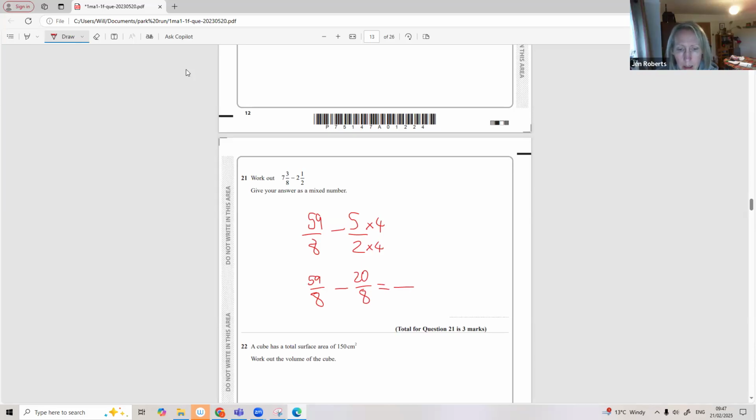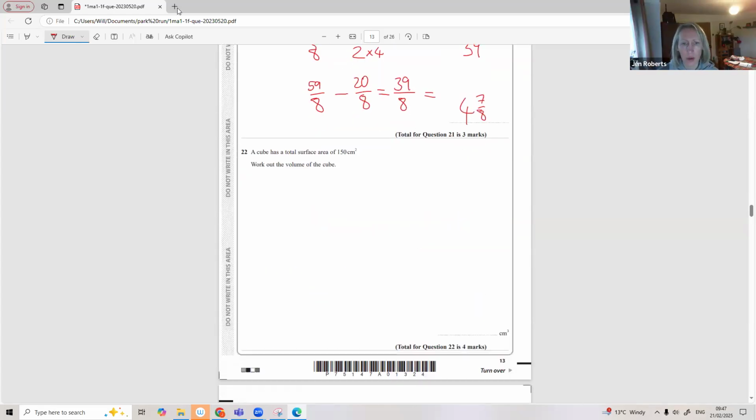Okay, so now we can work it out. Denominator stays the same. What's 59 take away 20? Again, I'm sure you can work this out in your head, but 9 take away 0 is 9. 5 take away 2 is 3. How do we change that into a mixed number fraction? How many 8s go into 39? 8, 16, 24, 32 is 4. What's your remainder? We got to 32, we want to get to 39, so it's another 7. So it's 4 and 7/8.